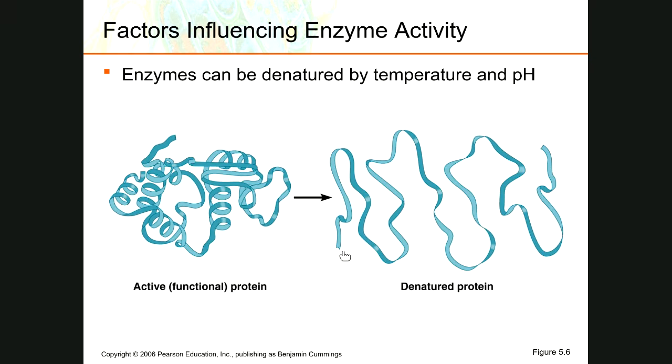Now, since enzymes are made of protein, there are four levels of protein structure. What are those four levels of protein structure?